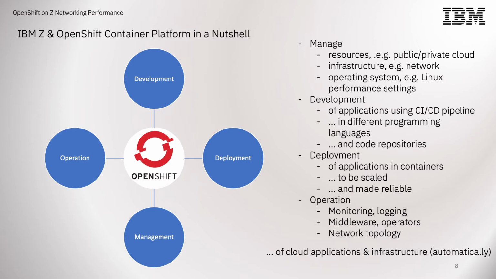The development can also be found in the 4 key areas. In other words, using a CI/CD pipeline for development or developing with the help of various programming languages and code repositories. The next area is the deployment of applications in containers that are scaled and need to be made highly available. And last but not least, there is the area of operations, which deals with monitoring and logging of data, but also with the provisioning of middleware or network topology.